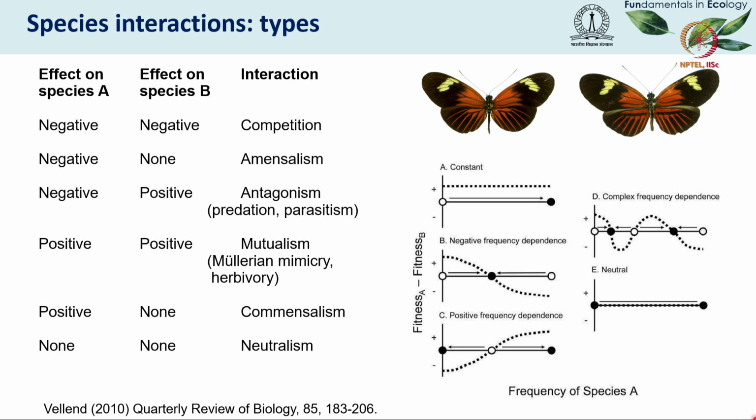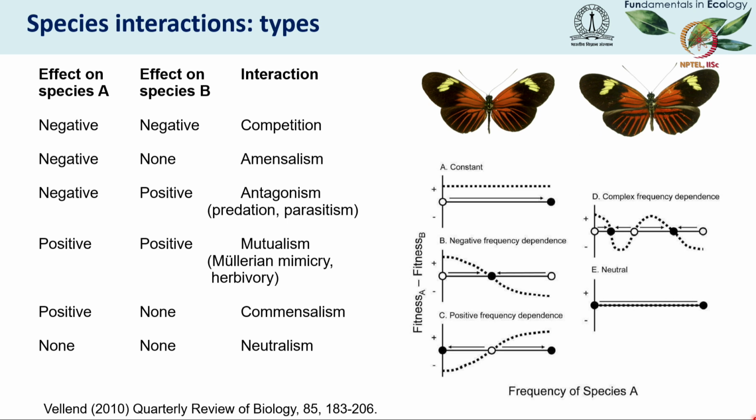When there are two species that basically are not interacting, they don't have any effect on each other, that is called a neutralism. So you could have two species, both of which are present in the same habitat, but they actually don't interact with each other. That's a neutralism.